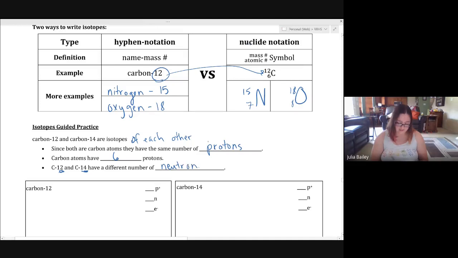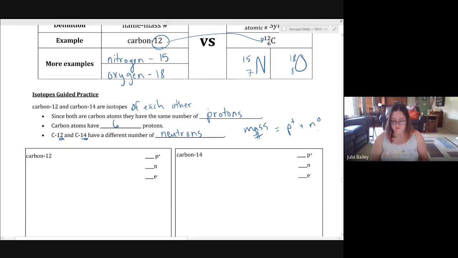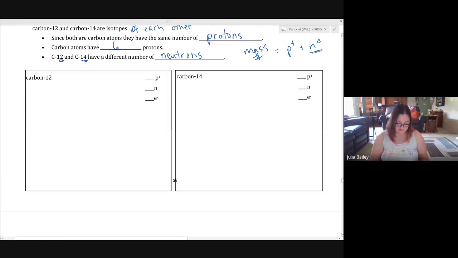Remember that mass number is protons plus neutrons. Those mass numbers are different because the number of neutrons is different. And we're going to take a look at that. Just like we did on that other page, we're going to use a drawing legend: we're going to draw protons as a circle with a plus sign in it, neutrons as an empty circle, and electrons as a dot. We're going to do that for both of these drawings.